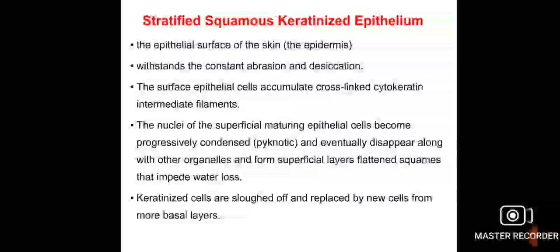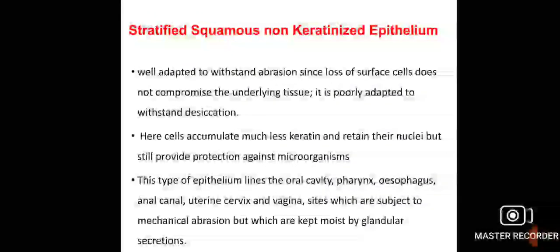I can simplify this: in the case of stratified squamous keratinized epithelium, the simple squamous cells present on the superficial surface lose their nuclei and organelles, and they accumulate cytokeratin intermediate filaments and form keratinized cells. Keratinized cells are sloughed off and replaced by new cells from more basal layers.